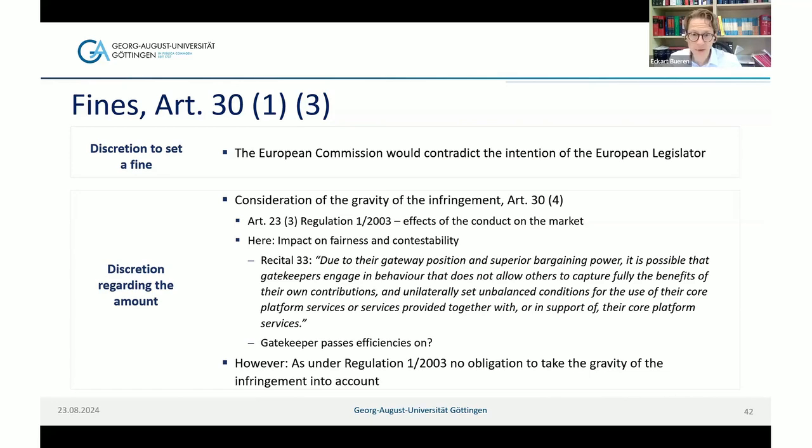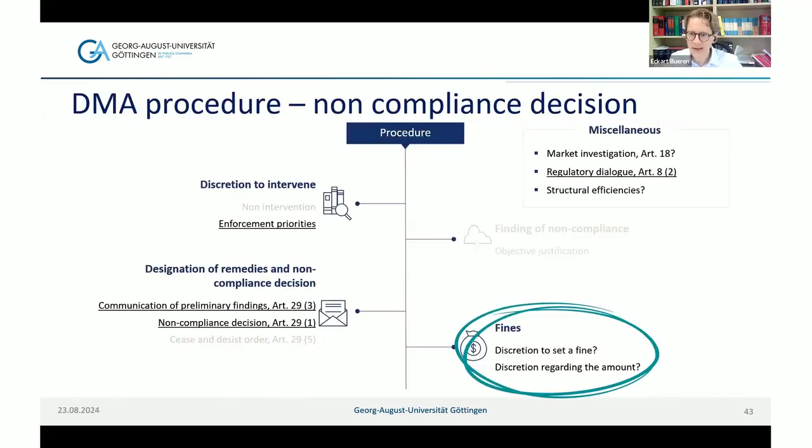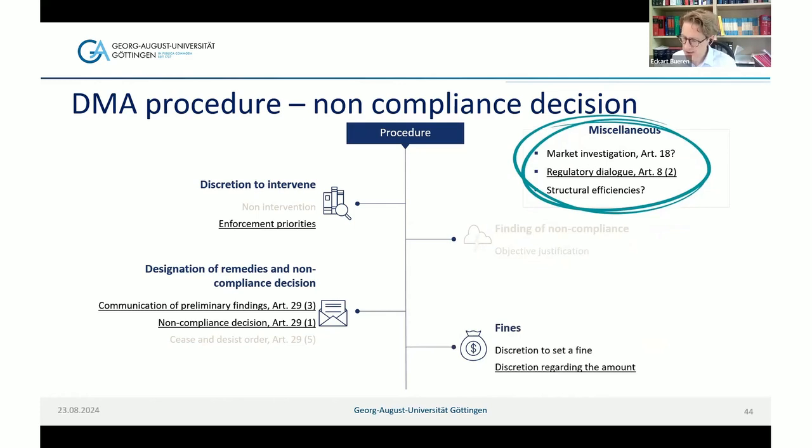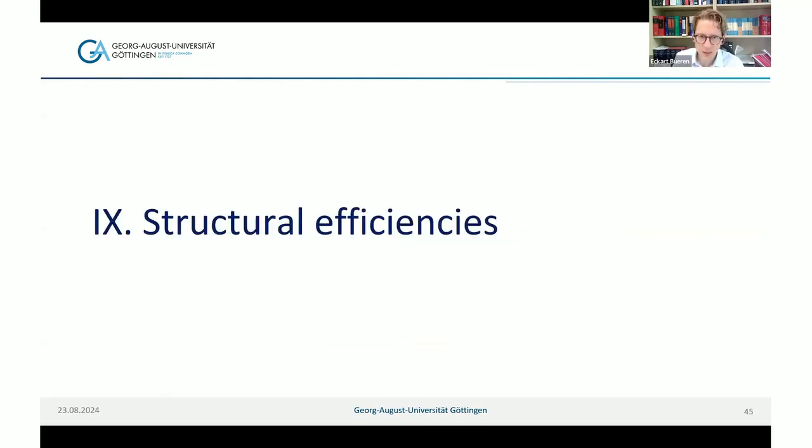So, fines, we have looked at fines now, and now I have just one point left, and these are structural efficiencies. This is a peculiar aspect I've mentioned here under miscellaneous. And this again brings us to the purpose of the DMA. I've also referred to fairness as a purpose of the DMA, but we also have a very important purpose or goal of the DMA, and that's contestability.